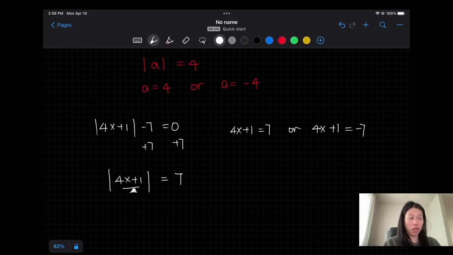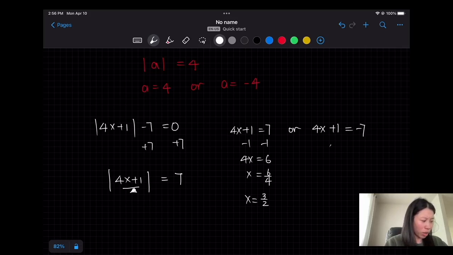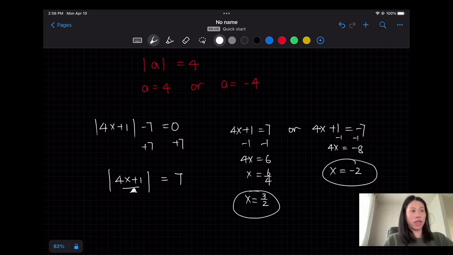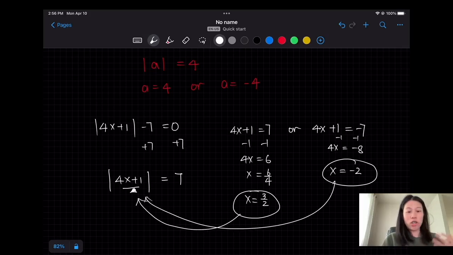And then we solve these 2 equations. I will have 4x equals 6, x equals 6/4. When we simplify, we get 3/2. For the other one, I have 4x equals -8 after subtracting 1 on both sides. I have -8 divided by 4, so x equals -2. So you will end up with 2 different answers. Both answers, if you substitute into the function to check, you will notice that, hey, they both equal 7.